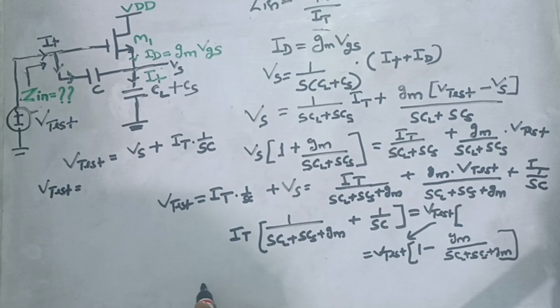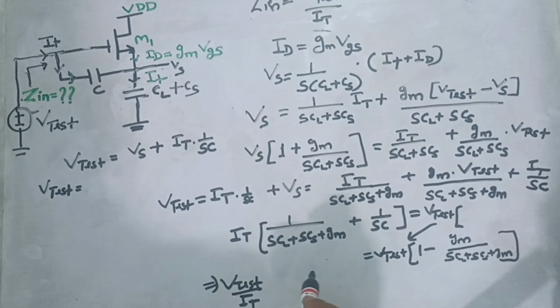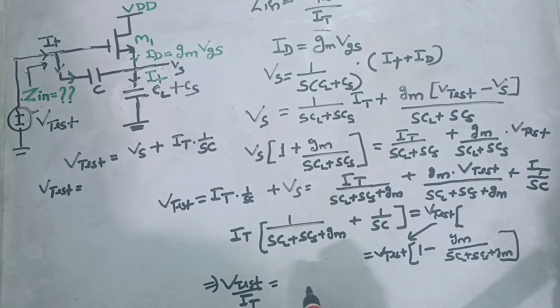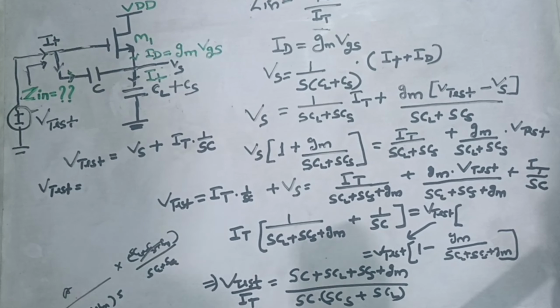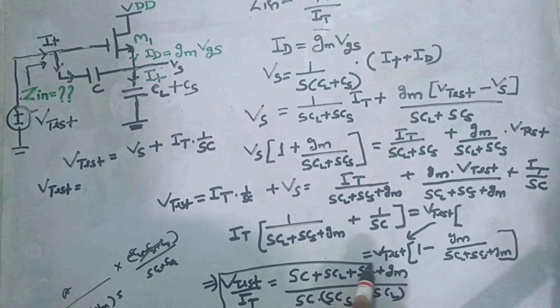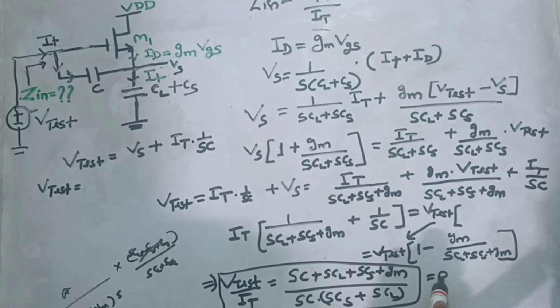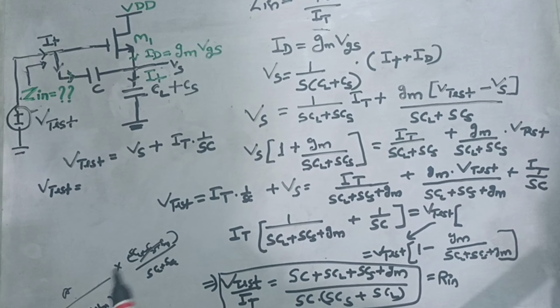Now if you see, we need to find initially V test divided by IT, right? If I bring this parameter here, let's try to find that. So I can write it as SC plus SCL plus SCS plus Gm divided by, and if I solve it further, I will get this value of V test upon IT. This is the Rin value of this circuit looking from the gate terminal. Further also this can be solved and it can be written in different forms of numerator and denominator, but this is what we have found out here.